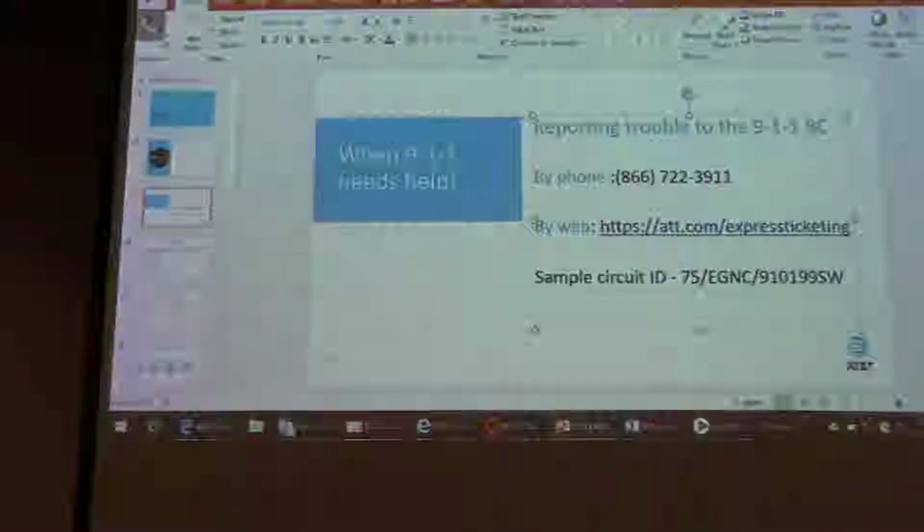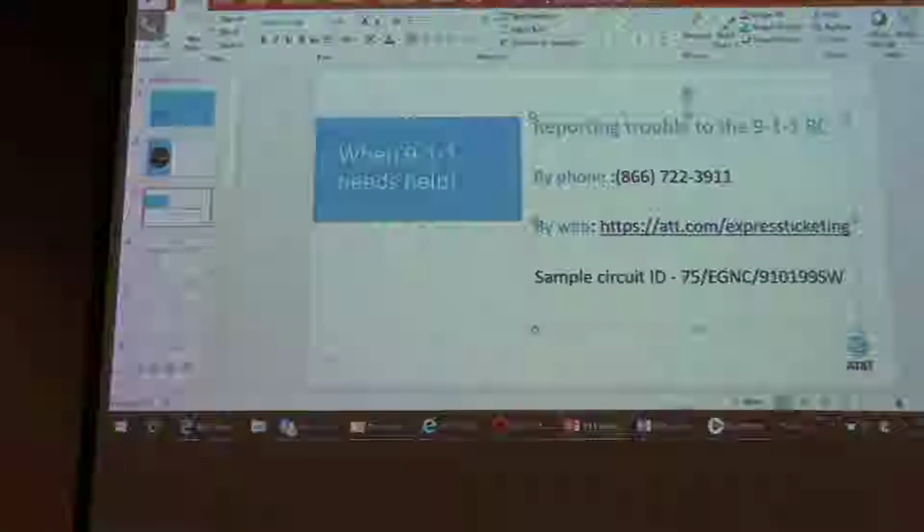On your paperwork, whenever we actually touch you, there was some paperwork left behind, and it shows a circuit ID that you use for reporting trouble to the Res Center. That circuit is not a physically working circuit. It is used just for reporting purposes. You will have a specific circuit ID with two numbers, backslash, ENGC or EGNC, and then numbers. Each one of you will have something individual to you. That is what you use to report any kind of trouble that you have.